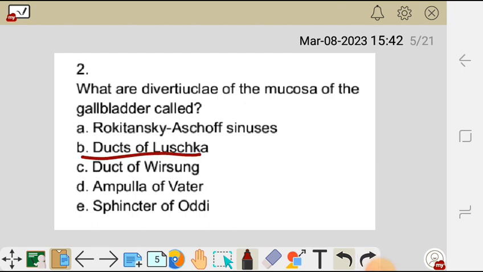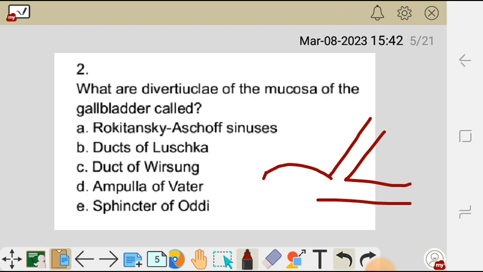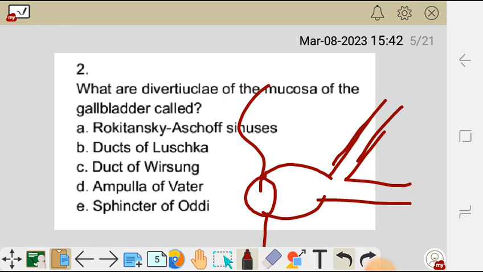The ducts of Luschka are accessory ducts which connect the gallbladder to the liver, and the duct of Wirsung is simply the main pancreatic duct. The ampulla of Vater is where the bile duct and the main pancreatic duct, the duct of Wirsung, connect. Where they connect, they form what we call the ampulla of Vater, which opens in the duodenum. So this structure here is the ampulla of Vater, formed by the bile duct and the main pancreatic duct.